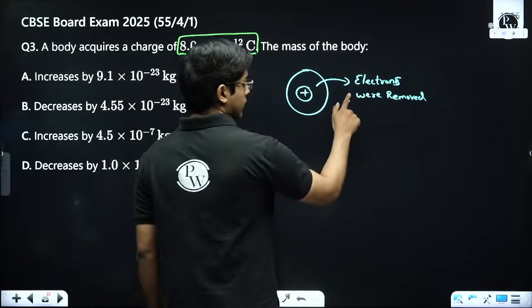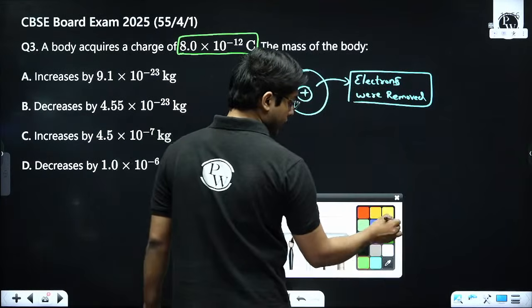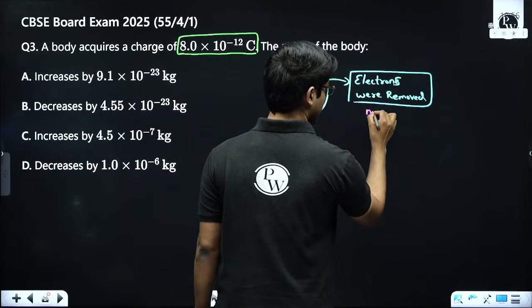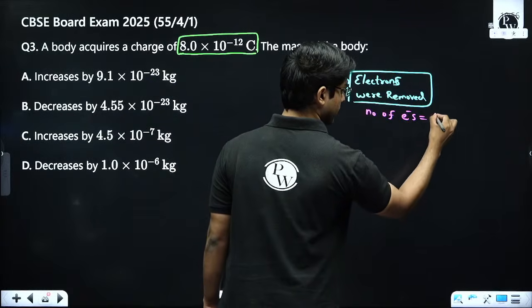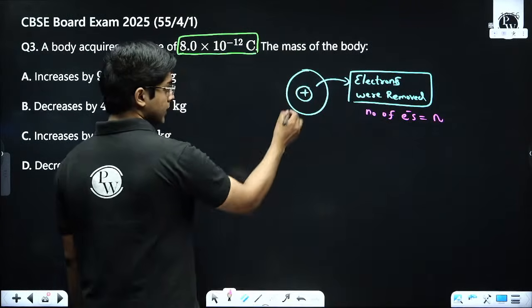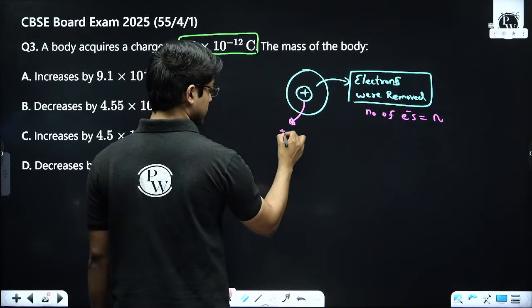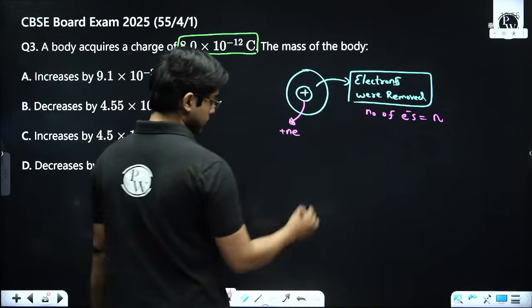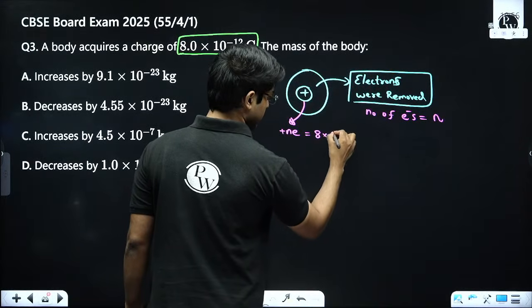So, if electrons were removed, let me say that n electrons were removed. I am saying the number of electrons that were removed is n. So, what will be the charge on this body? It will be plus Ne, plus n into e. But the charge is given to us. It is 8 into 10 raised to minus 12.